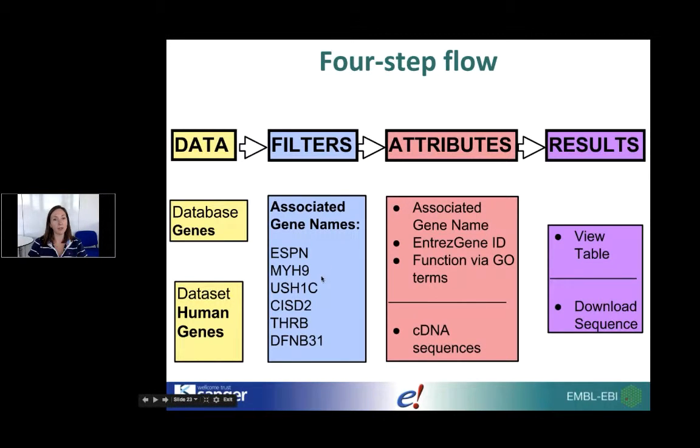So we're going to filter by the genes that we have. And then the attributes was the information we wanted to get out, so this will be the table that we create. And then the results is that we're just going to view the table in the browser, the HTML table. To get sequences, we'll need to go back and change our attributes, and then we're going to download the sequence to a file. So let's get started.